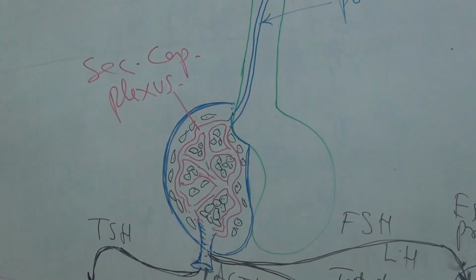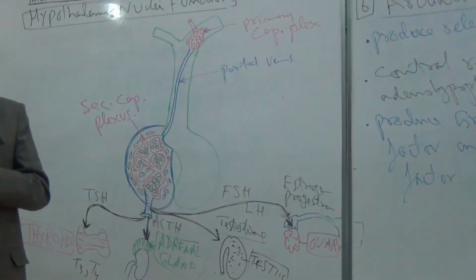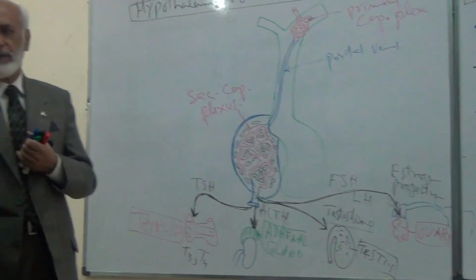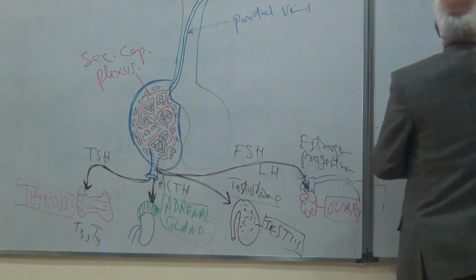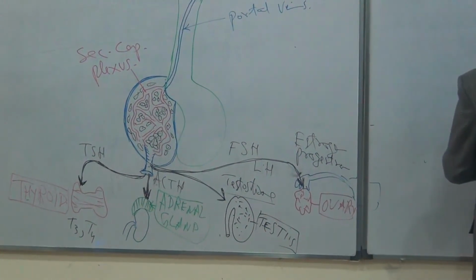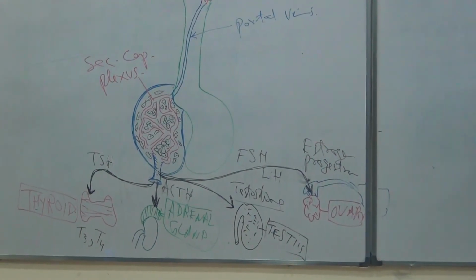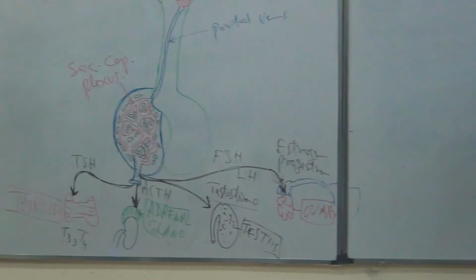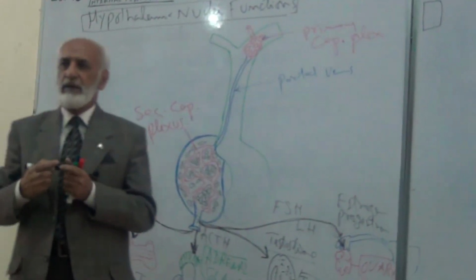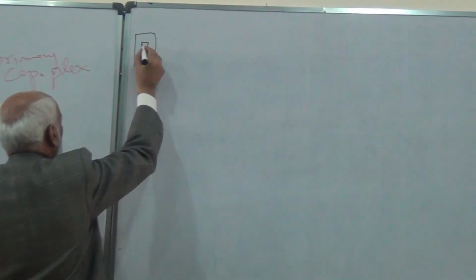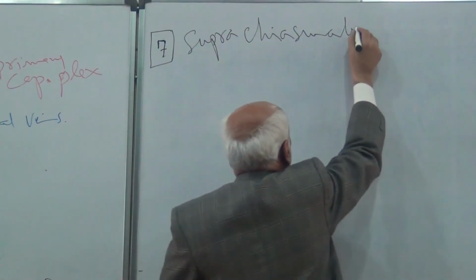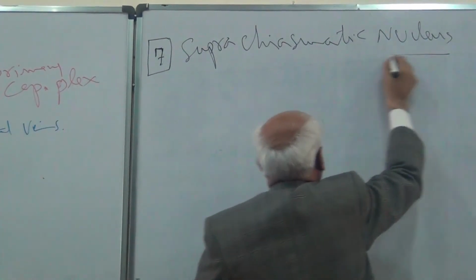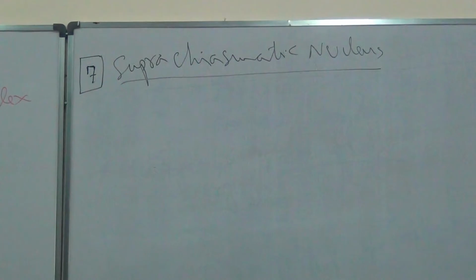So this was a little more detail about these nuclei. This was about the arcuate or infundibular nuclei. Next, number 7. Next nucleus, the suprachiasmatic nucleus of the hypothalamus.